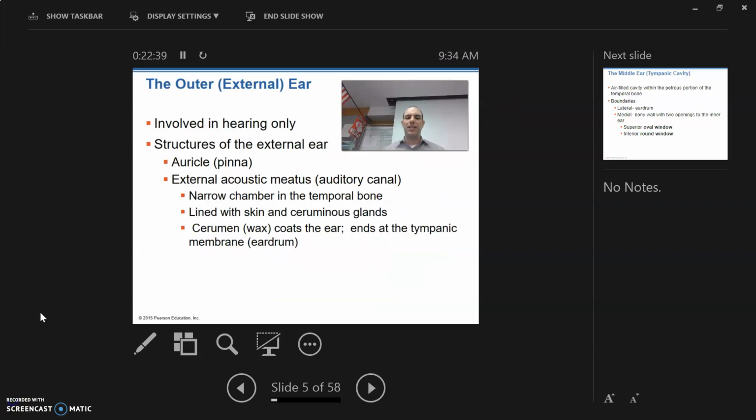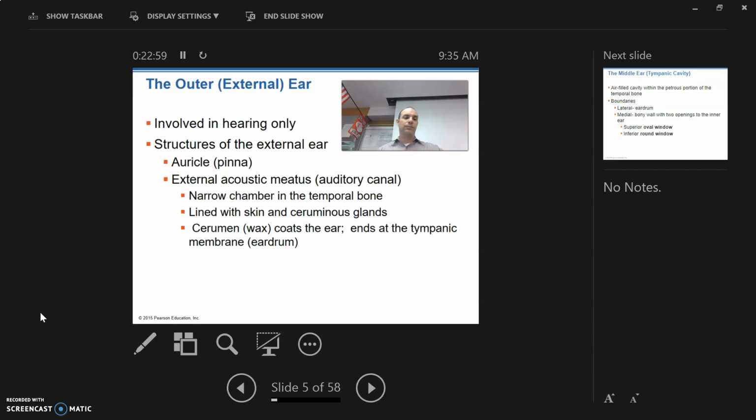So let's delve into the parts of the ear. The outer ear is involved in hearing only. That's the squishy part that we see out here. All it does is for hearing. The auricle, or the pinna, is the outside portion. External acoustic meatus is the auditory canal. Remember, we learned that in the skull. External auditory meatus or external acoustic meatus are the same thing.